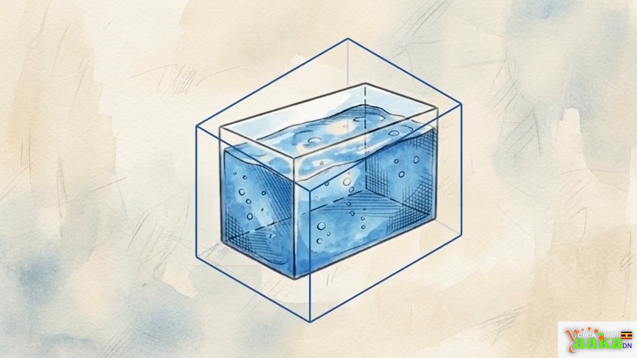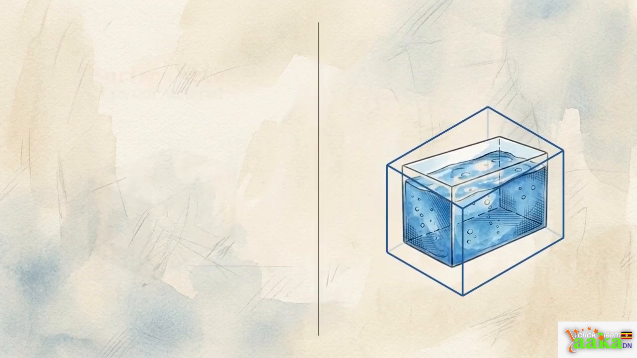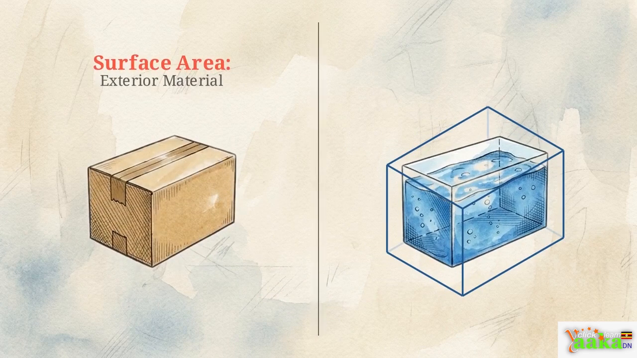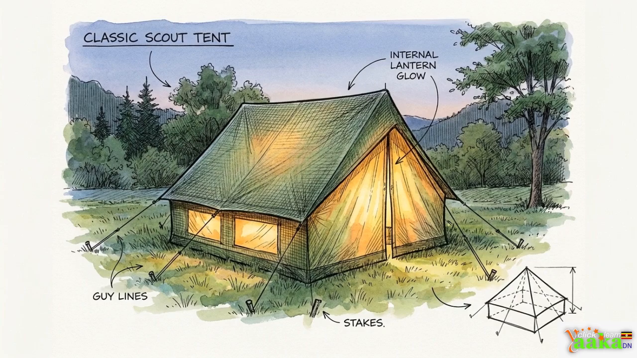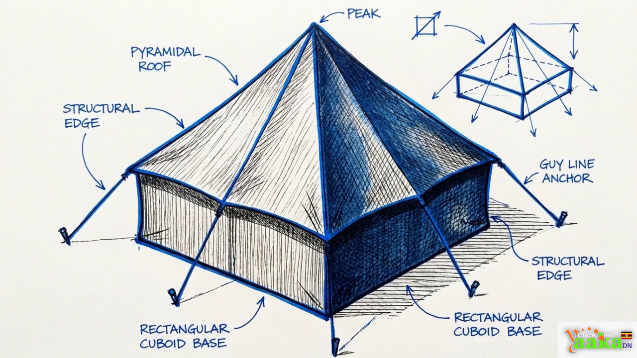It's important to distinguish between the two. Surface area is about the exterior material. Volume is about the interior capacity. By calculating both, we can determine the most efficient way to build a shape that holds exactly what we need it to. We can apply this logic to more complex structures, like a scout tent. This shape combines a rectangular base with a pyramidal roof.